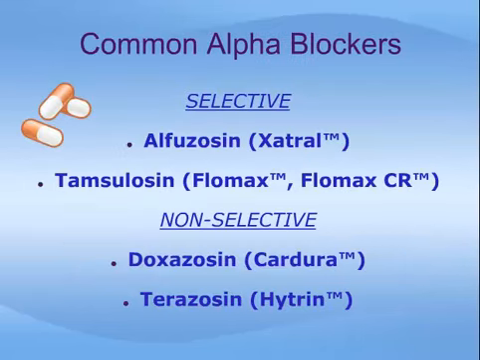There are 4 common alpha blockers as listed here. The so-called selective alpha blockers are able to target the prostate more, with less action on other alpha receptors in other parts of the body. These drugs, alfuzosin, or Xatral, and tamsulosin, which is Flomax or Flomax CR, generally have lesser side effects and can be started and kept at one simple dose. The non-selective drugs, doxazosin, or Cardura, and terazosin, or Hytrin, are more likely to cause some side effects, and typically they have to be started at a lower dose and gradually increased.